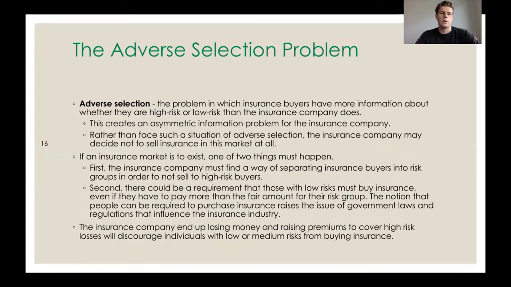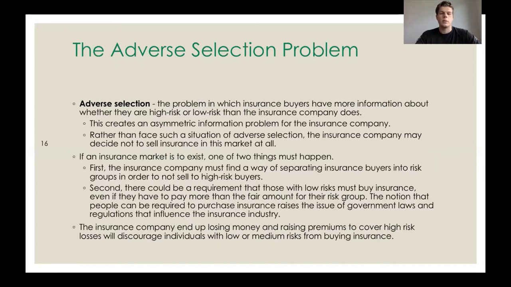First, the insurance company must find a way of separating insurance buyers into risk groups in order not to sell to high-risk buyers. Second, there could be a requirement that those with low risk must buy insurance, even if they have to pay more than a fair amount for their risk group. The notion that people can be required to purchase insurance raises the issue of government laws and regulations that influence the insurance industry.